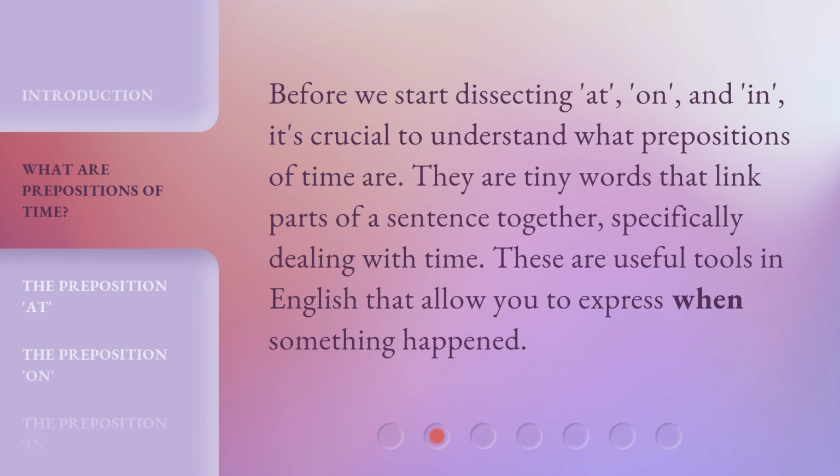Before we start dissecting at, on, and in, it's crucial to understand what prepositions of time are. They are tiny words that link parts of a sentence together, specifically dealing with time. These are useful tools in English that allow you to express when something happened.